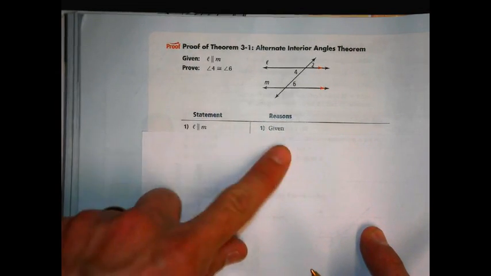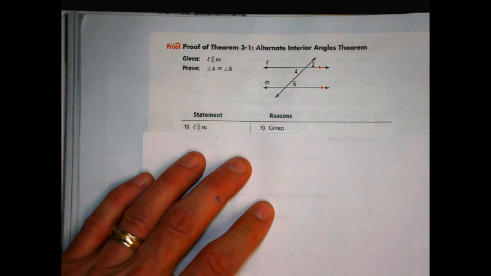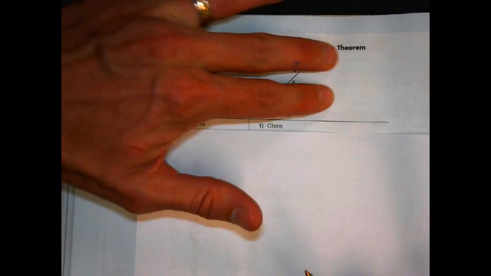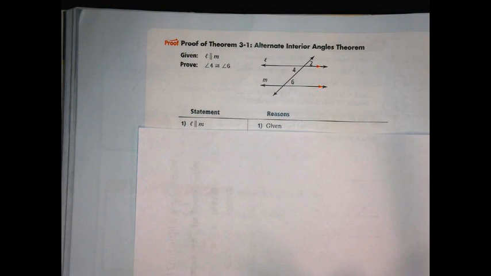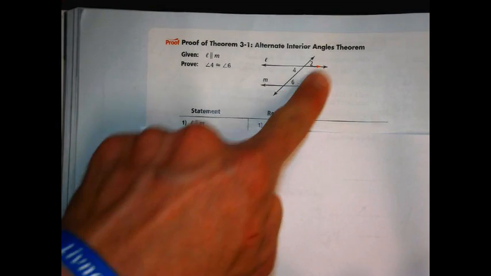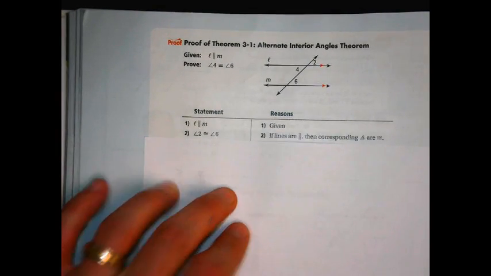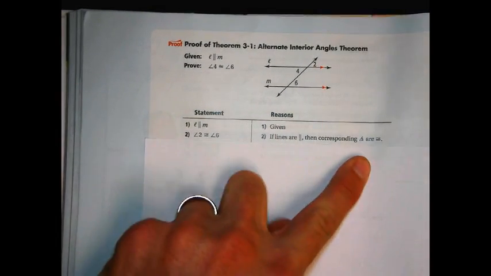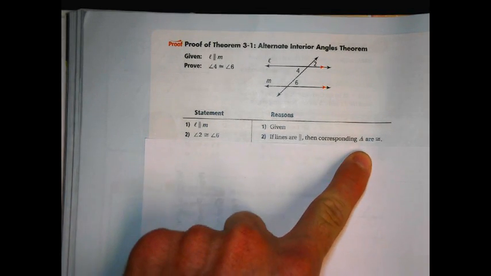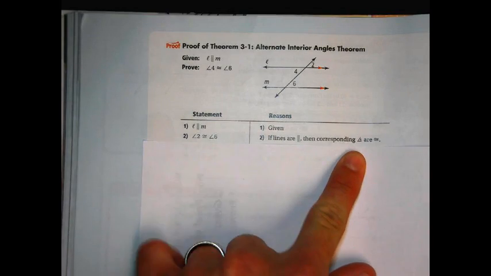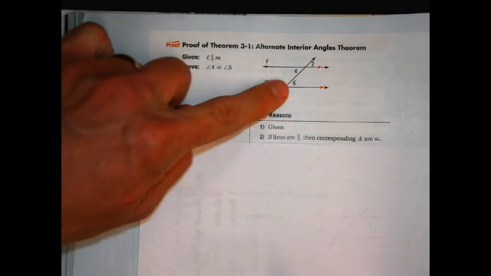Now, if we know that these two are parallel, we know something else. We should know something else about angle 6 and angle 2. What do we know? We know that if lines are parallel, corresponding angles are congruent. That first postulate we dealt with, right? So we totally know that. So now we know 2 and 6 are congruent.